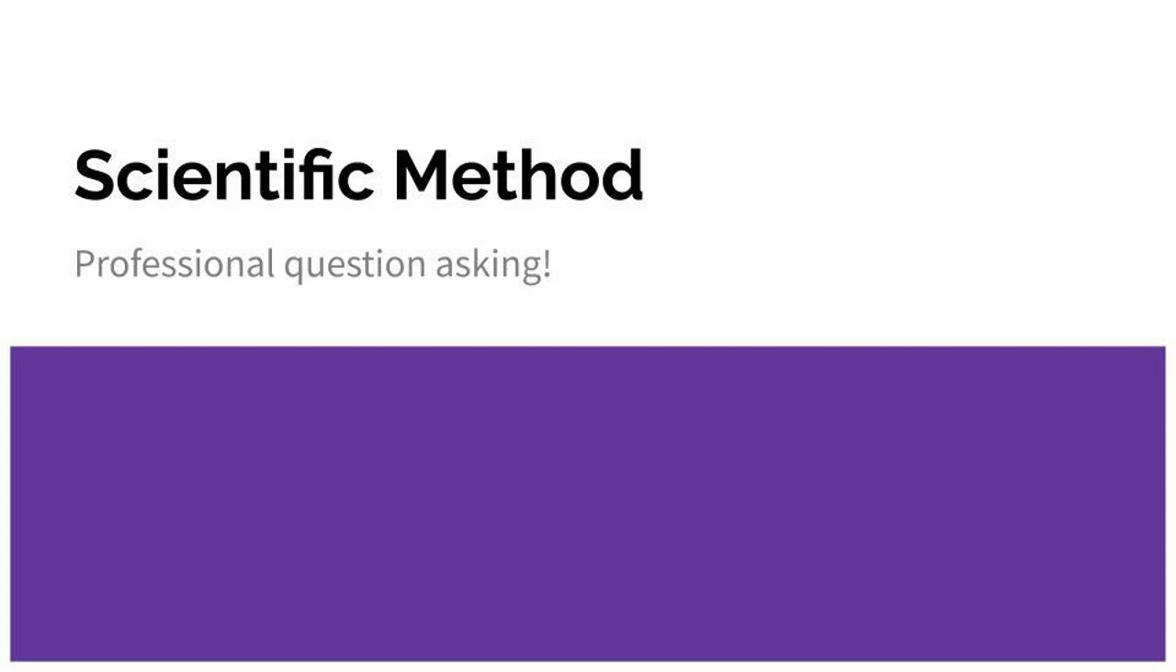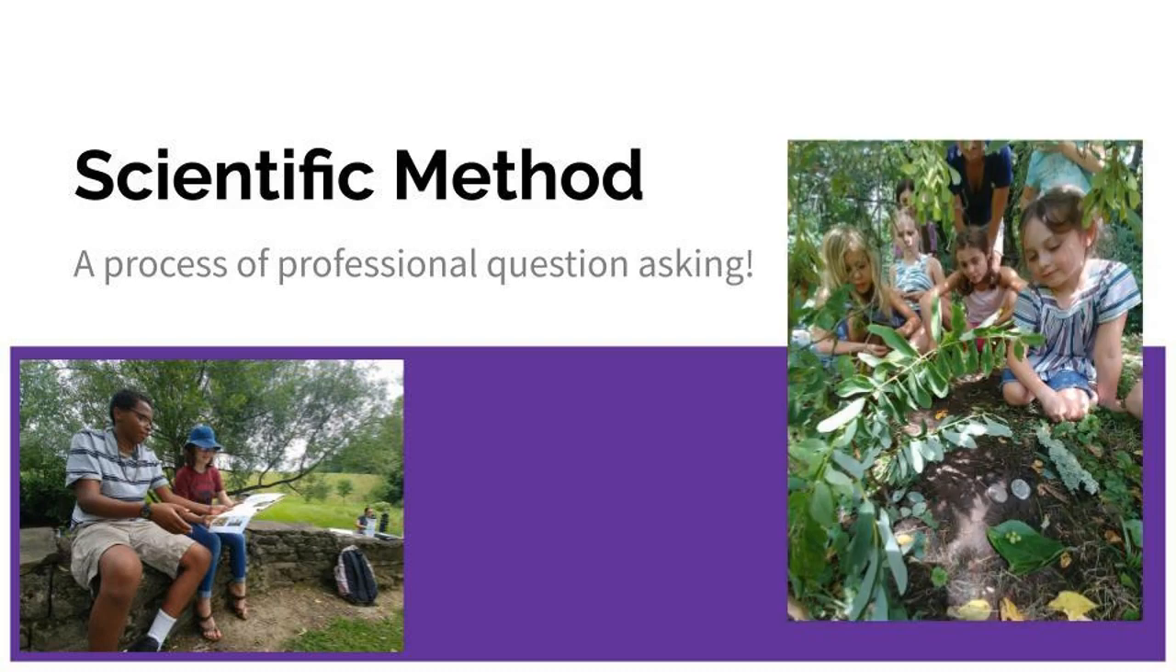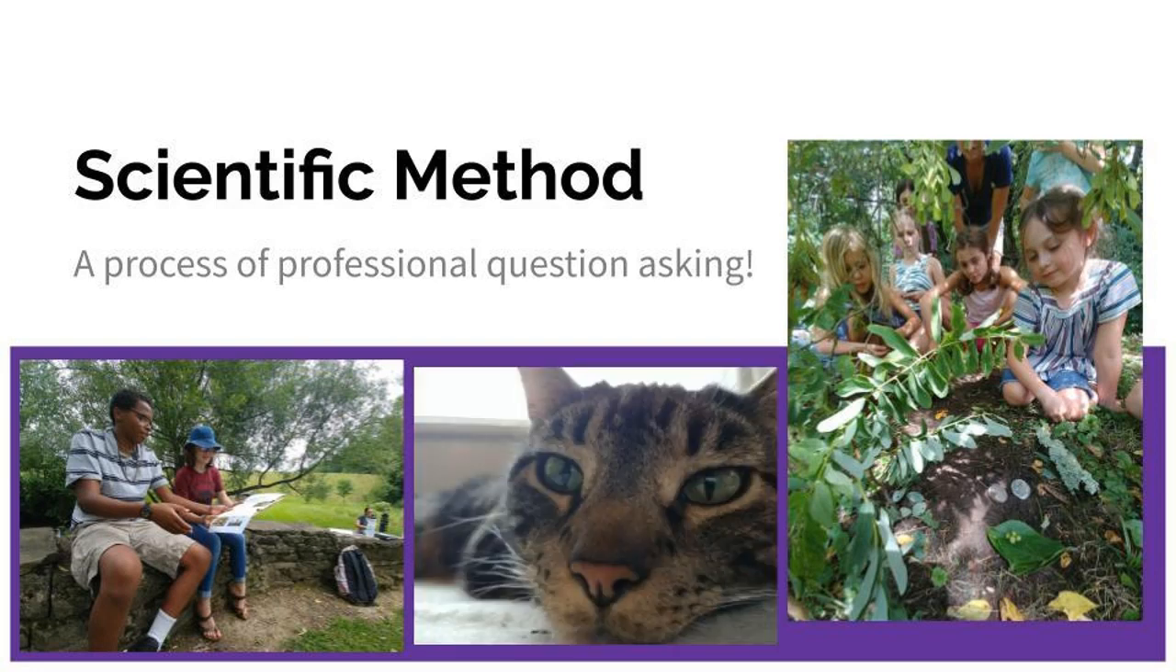Today we're going to be talking about the scientific method. The scientific method is used by professional scientists to answer pretty big questions about the world, but it can also be used by anyone really to explore observations they have about the world and then find answers to those questions using an experimentation process.